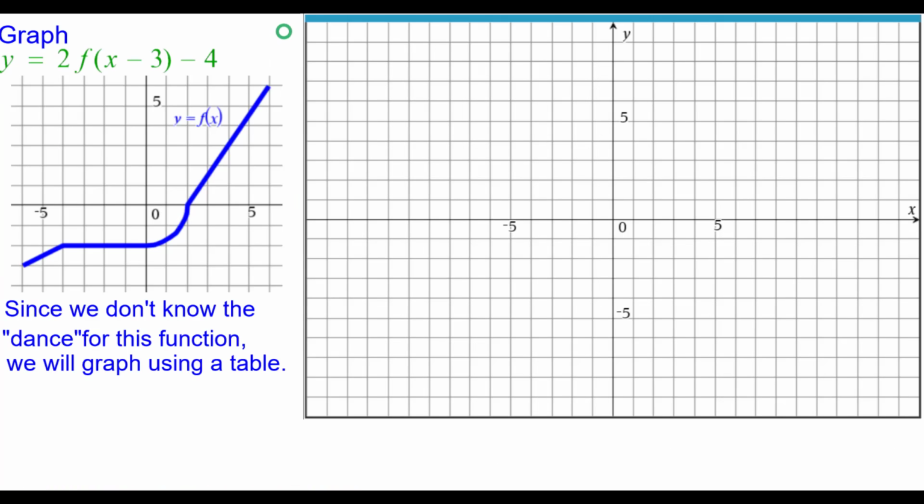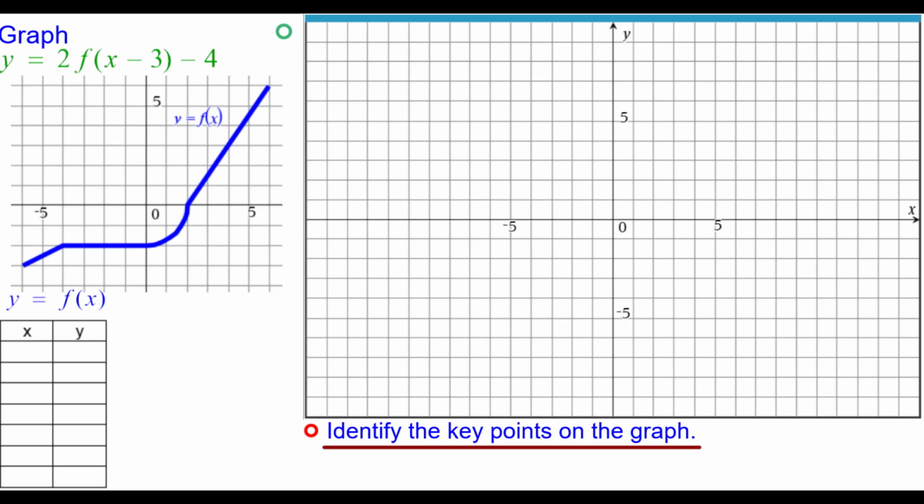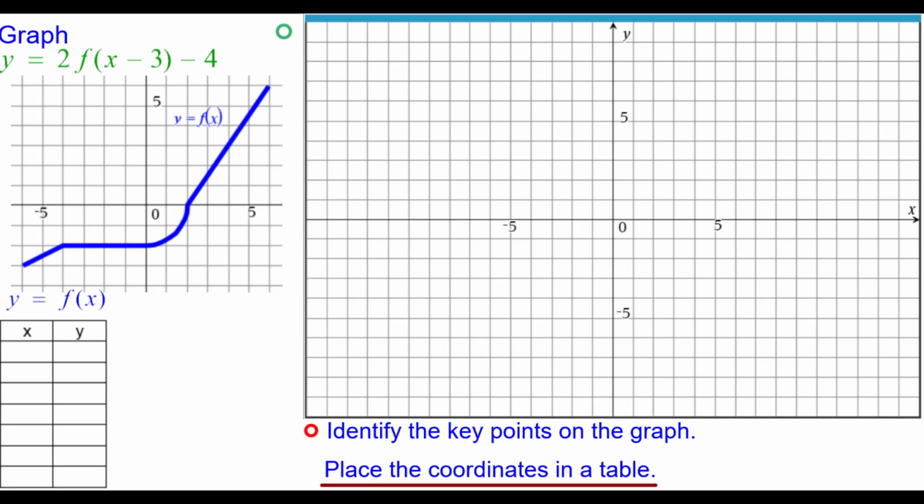Since we don't know the dance for this function, we will graph using a table. What we need to do is identify the key points on the graph and then place the coordinates of those key points into a table. So the first key point will be this point here, -6, -3, and then we'll continue. -4, -2 is the next key point, 0, -2, 2, 0, and then finally the last key point, 6, 6.